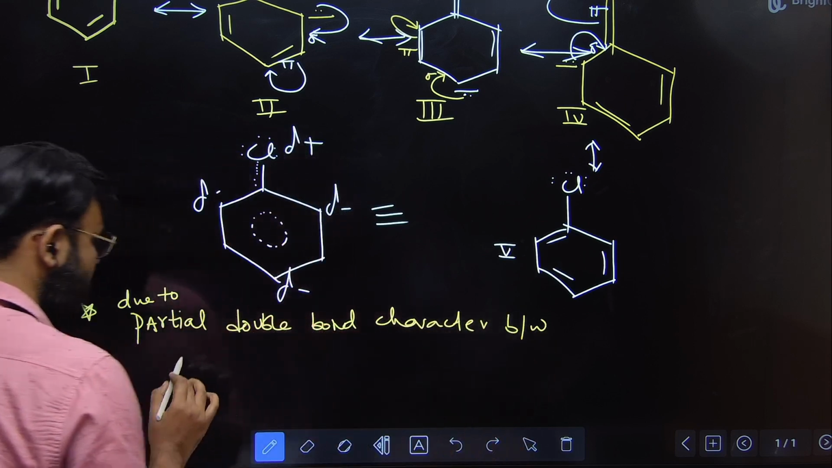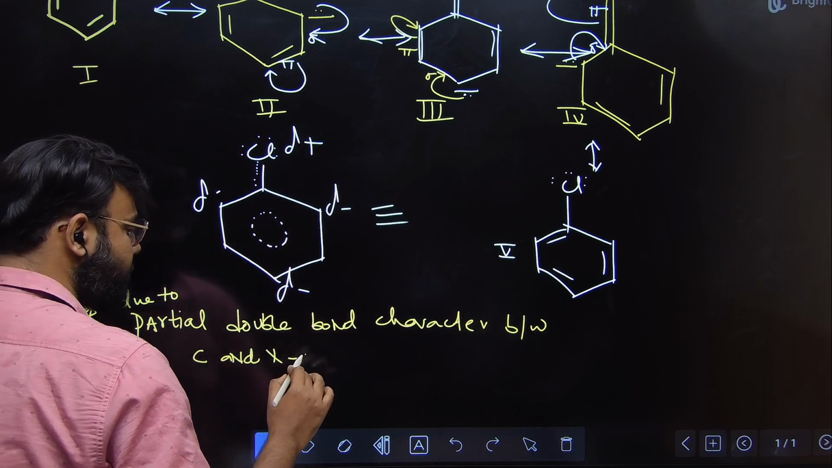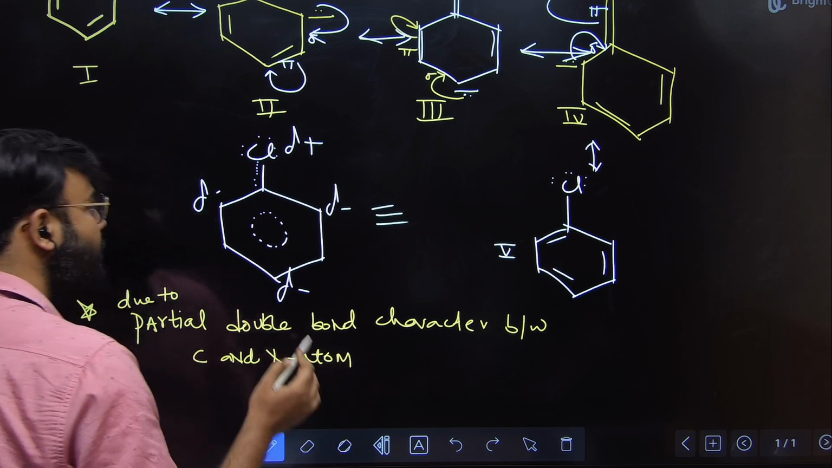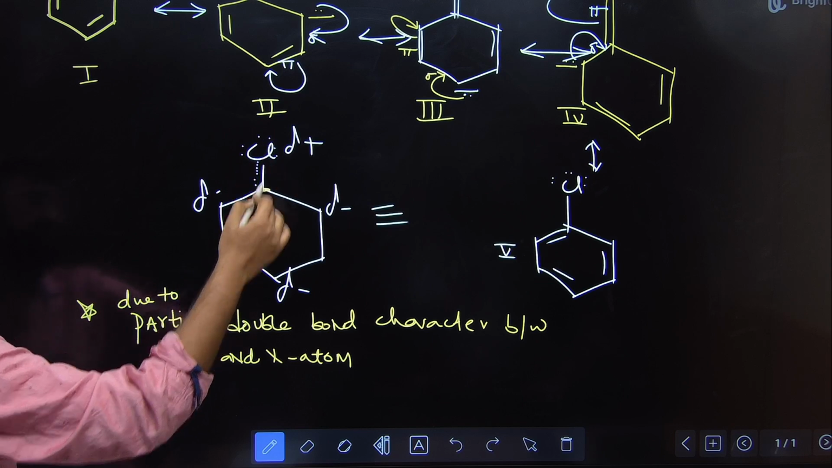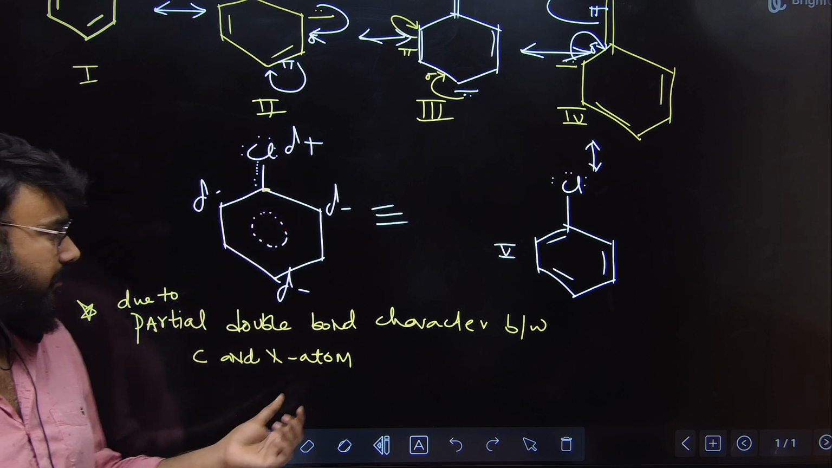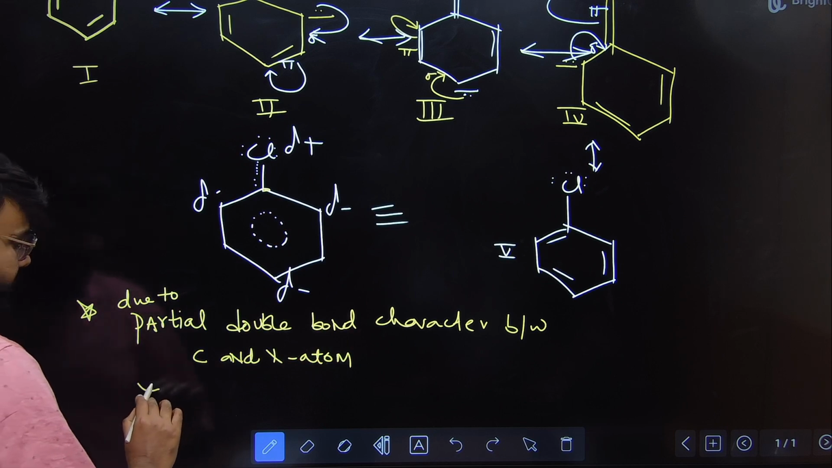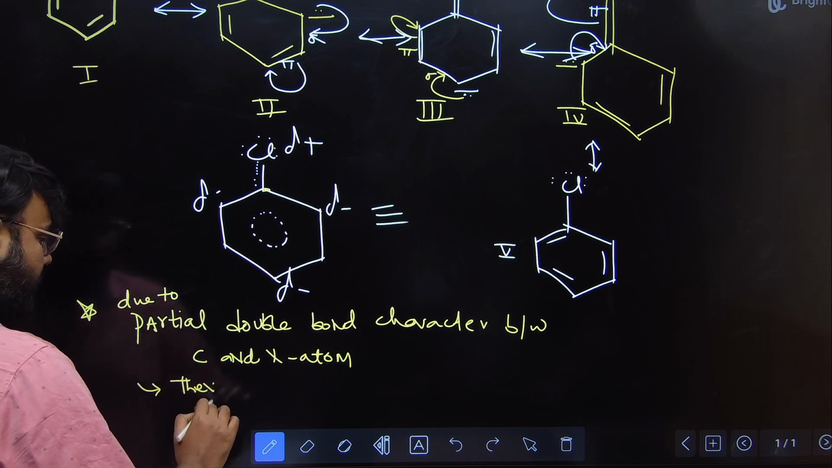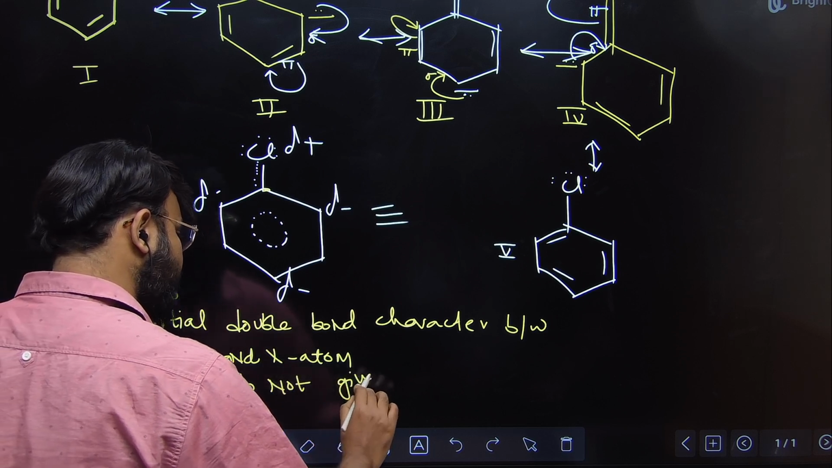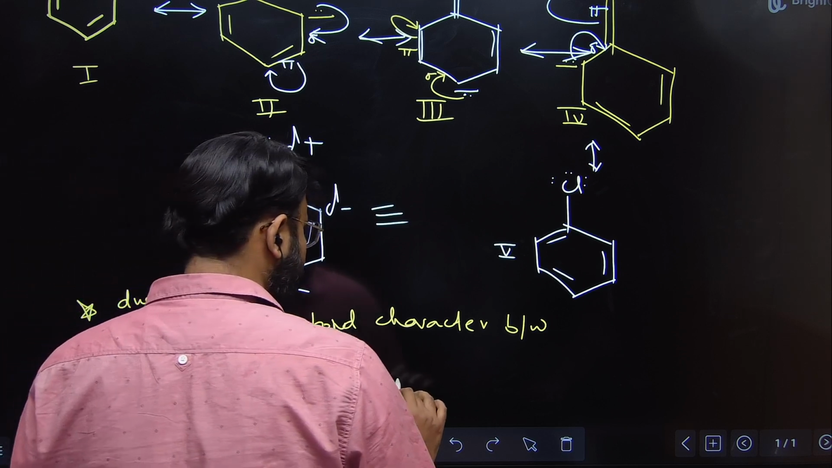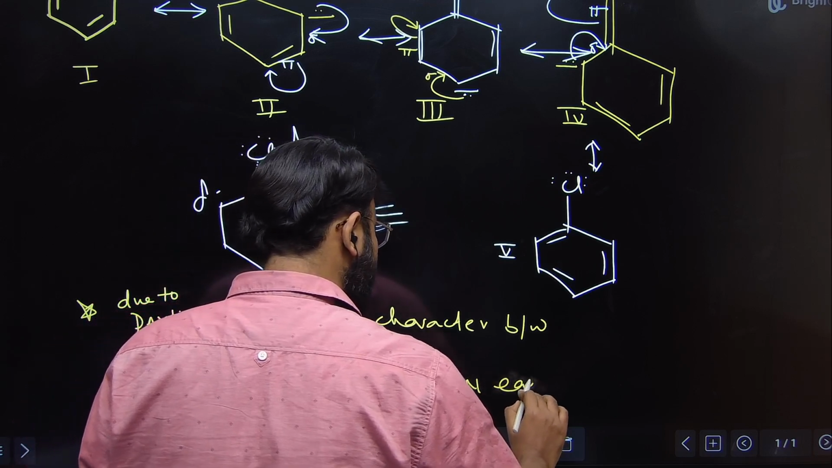Between carbon and halogen atom. You can see that there's a carbon and there is a halogen. So due to this partial double bond character between carbon and halogen, they do not give nucleophilic substitution reaction easily.